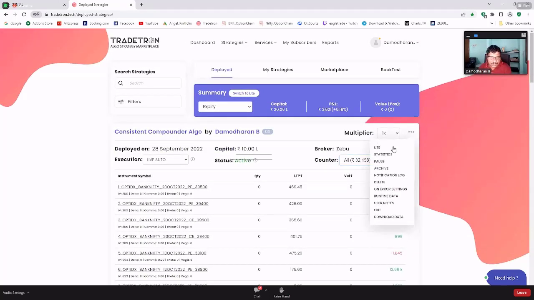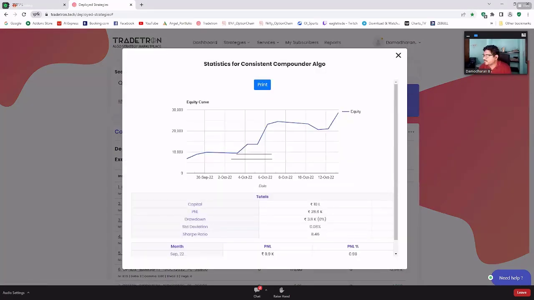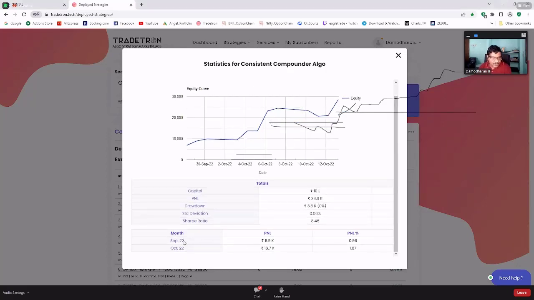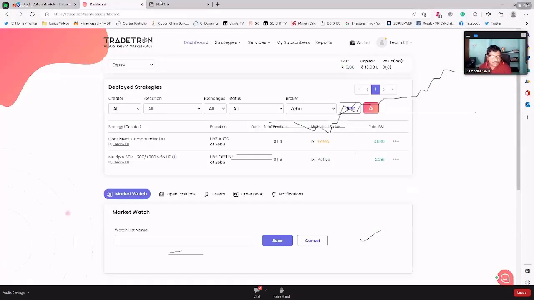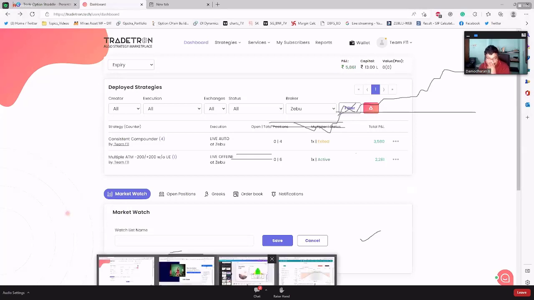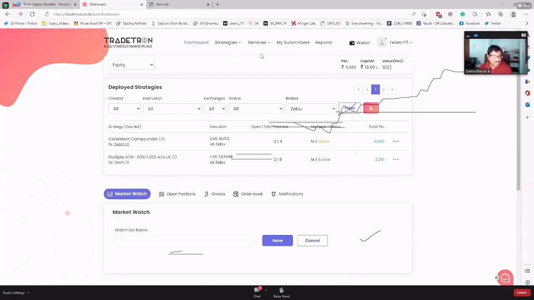If you wanted to look at how the statistics look, slowly, steadily, that's why it's called Consistent Compounder. There might be slight lag rounds, but the system itself will take care. It will go on like this. Since we deployed on 28th of September, for September there are only 2 or 3 days, but October it is running and we are only at the 14th. I'm using 10 lakh because in this account I allocated only 10 lakhs. Not only this algo, I have done many algos.